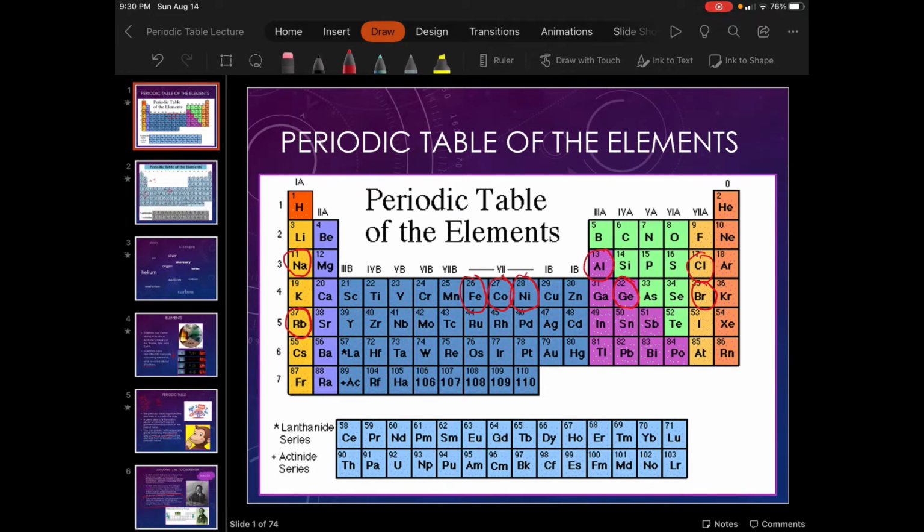And as we look at this, we can tell because similarities run down a group or a family and they are not similar in a period. So we could eliminate these and these. And now we are asked which one of these are more alike. Now these are going to be alike, right? But they are farther spaced. And so we can eliminate that one.